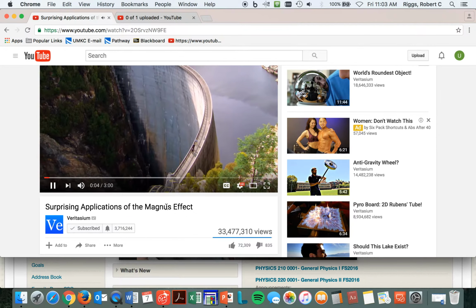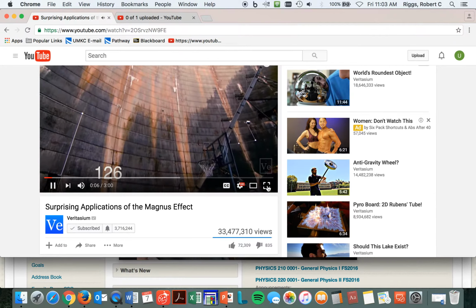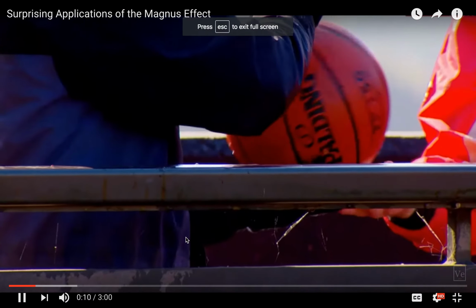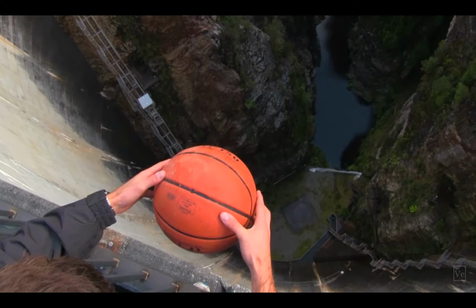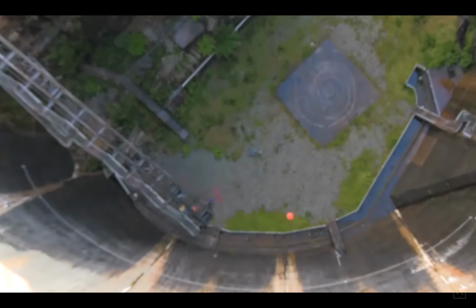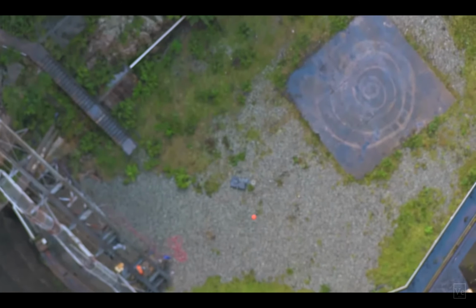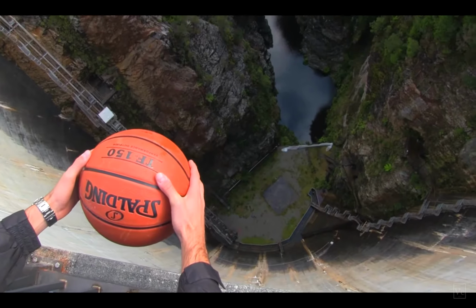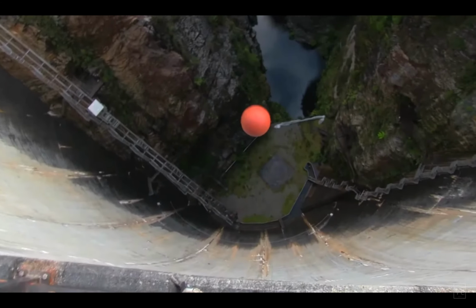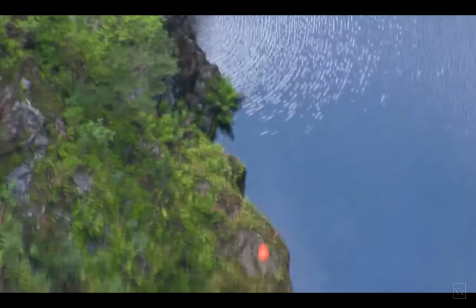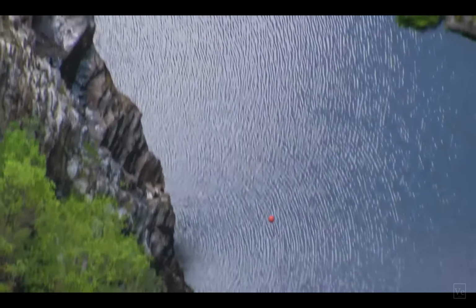And went to the Gordon Dam in Tasmania, which is 126.5 meters or 415 feet high. Then they dropped a basketball over the edge. You can see that the basketball gets pushed around a bit by the breeze, but it lands basically right below where it was dropped. Now watch what happens when they drop another basketball, but this time with a bit of backspin. Whoa, look at that go! It's incredible.